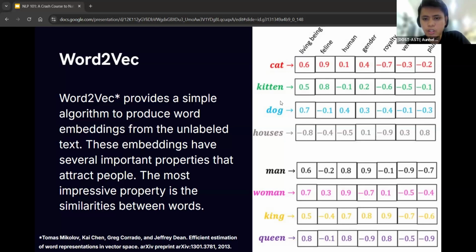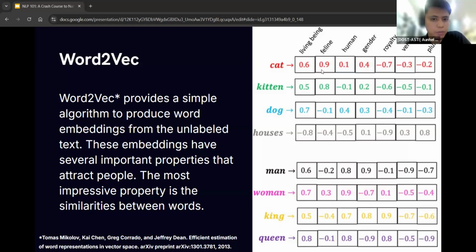So kitten, dog, and house. If you can see, if you compute for kitten, it's close to cat and dog in terms of living being. But in the next element, you see 0.8 is its value for feline.